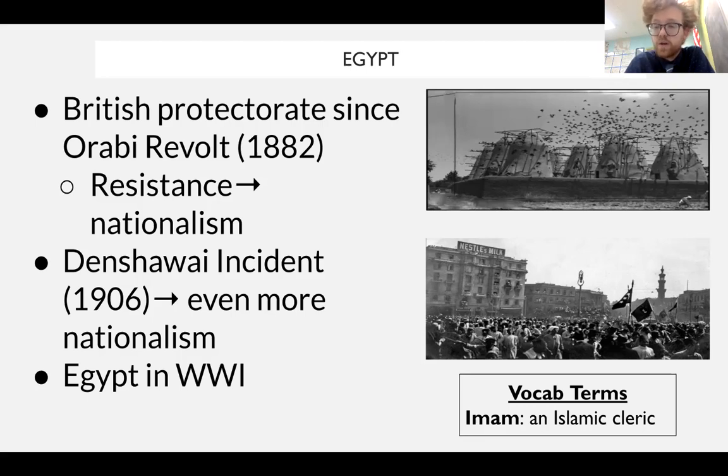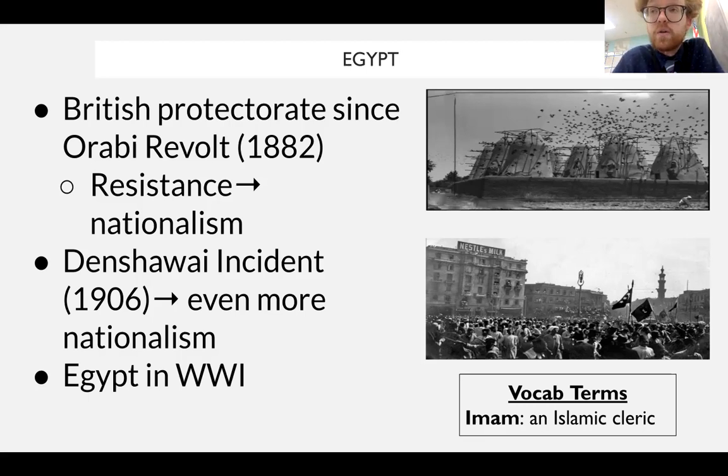A fight is going to break out. A gun is shot from the officer's side and kills the wife of the local imam, the Muslim cleric. And this is going to enrage an entire village to attack the British officers. One of the officers runs away. He dies of heat stroke in the Egyptian desert. The Egyptians go and try to help him.